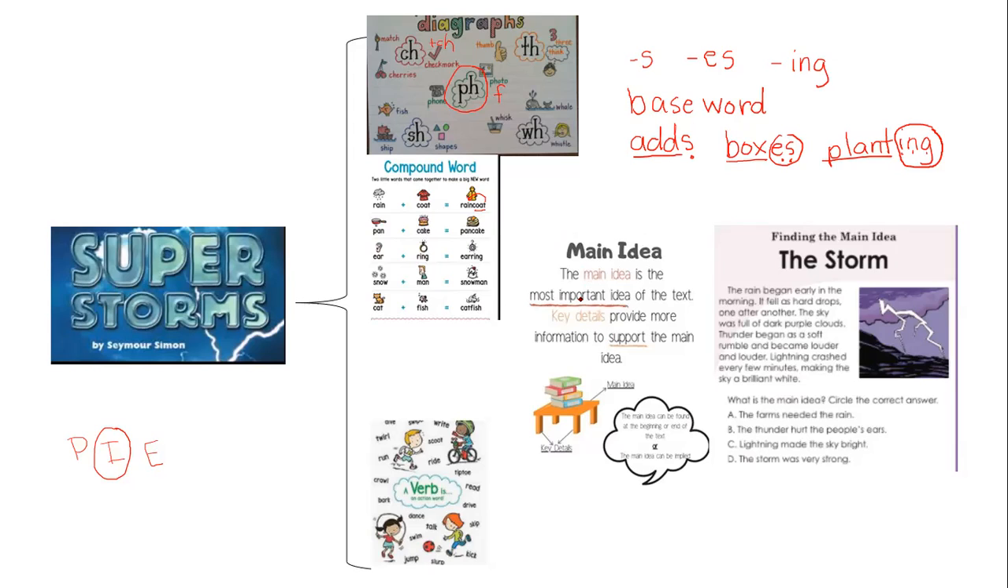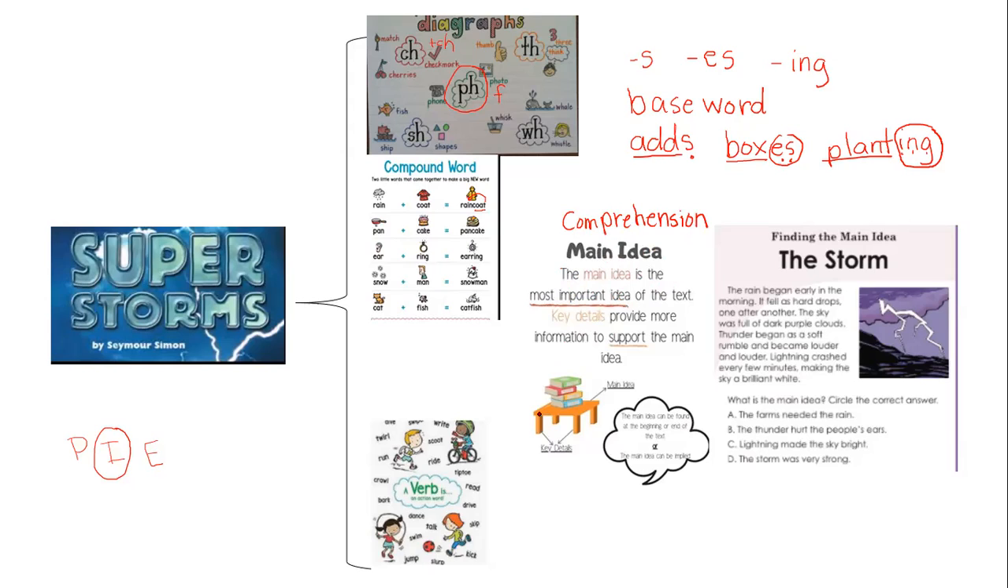Then the other part that we're going to talk about is comprehension. And we know that comprehension means understanding what you read. And an important skill in that is main idea and detail. Now, boys and girls, this is one of our trickier skills. The main idea is the most important idea of the text. And then there are details that give you information to support the main idea.